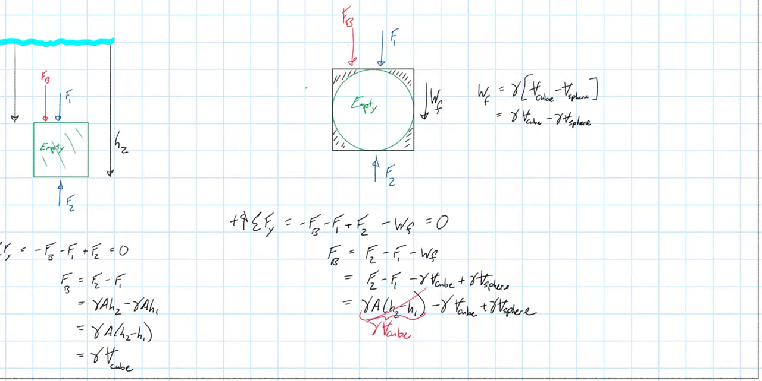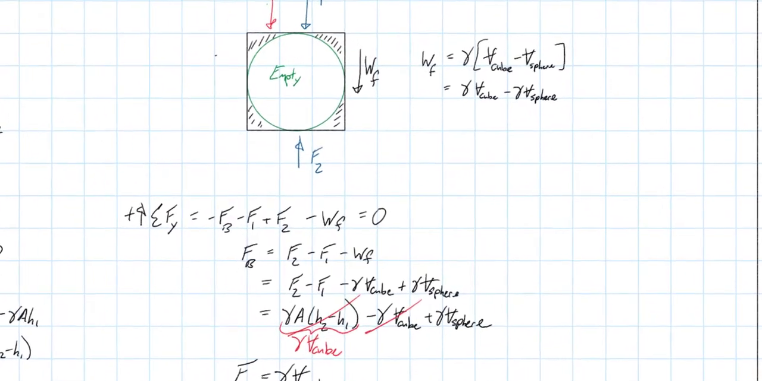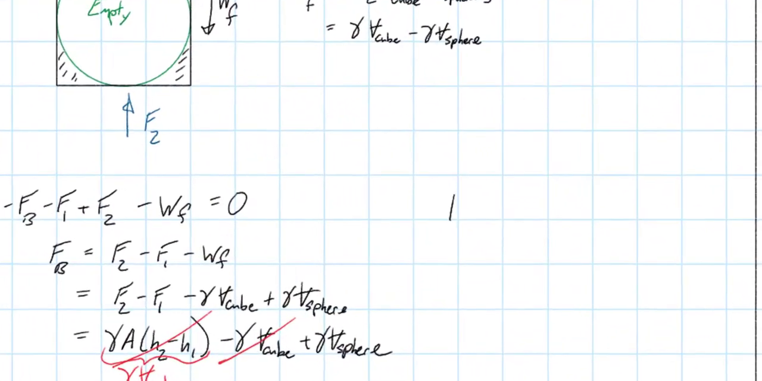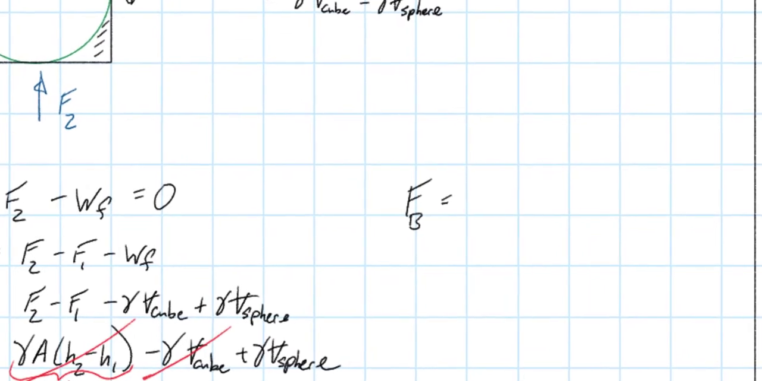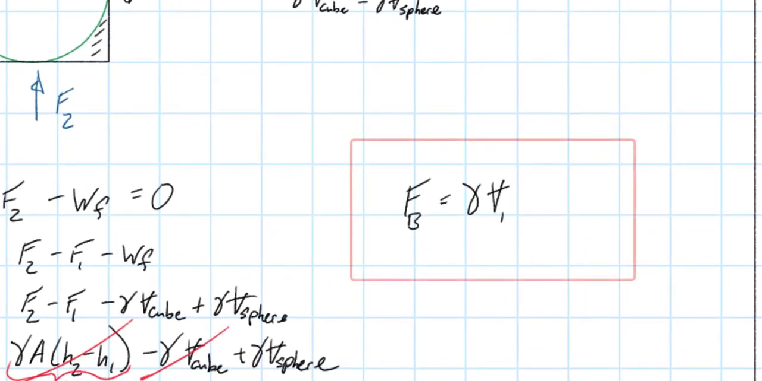All right, and then we should recognize that this term here is simply gamma times the volume of the cube. So these two terms cancel with each other, and we're left with the expression for the buoyancy force as being FB equals gamma times the volume of the sphere. So this result holds true no matter what shape we put under the surface. So what we conclude is what the buoyancy force is known as. The force of buoyancy is equal to the specific weight of the fluid times the volume of the displaced fluid.